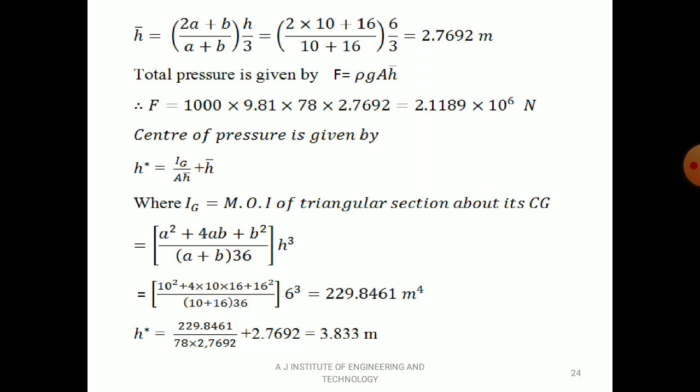Therefore H star equal to 229.8461 divided by 78 into 2.7692 plus 2.7692. So that is equal to 3.833 meter. So this is the position of center of pressure from the free water surface.